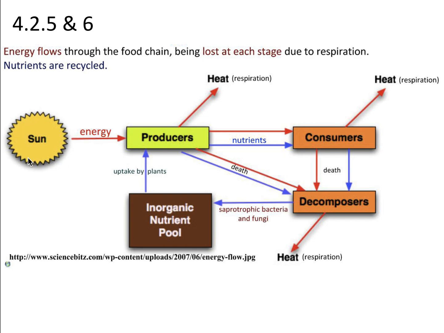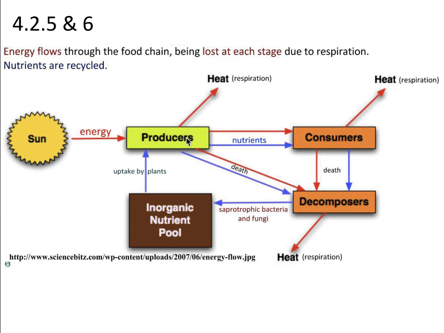So here's the sun, the light energy, and then it's going to become chemical energy here with the producers. Producers also lose some of the energy as heat when they do respiration, because plants also do respiration. Then they're also taking in nutrients. So they're taking in some of that inorganic nutrients in the soil in order to grow. They're going to pass these nutrients, the now chemical energy, to consumers.